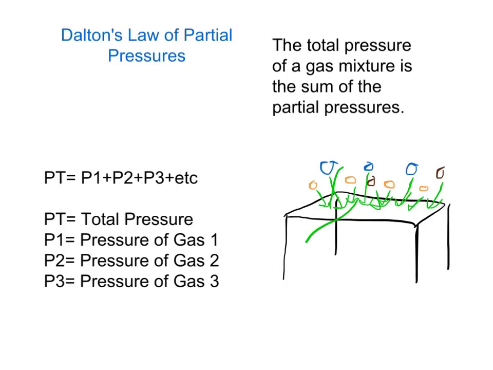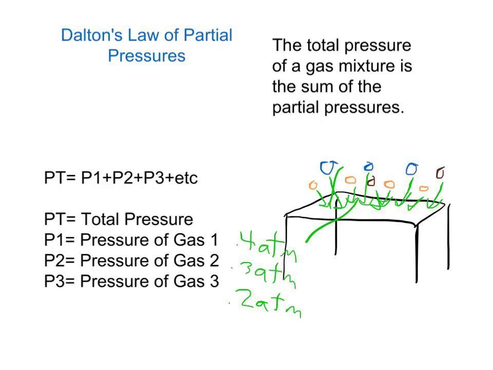Well, let's say the orange gas, gas 1, is hitting the tabletop with 0.4 atmospheres of pressure. And gas 2, the blue gas, is hitting the tabletop with 0.3 atmospheres of pressure. And the brown gas is hitting the tabletop with 0.2 atmospheres of pressure. So they're all hitting the tabletop, but since there's more of the orange gas, it's putting more pressure and hitting it more often than the blue gas. The blue gas is hitting it the second most often, and the brown gas is hitting it the least often with the least amount of pressure.